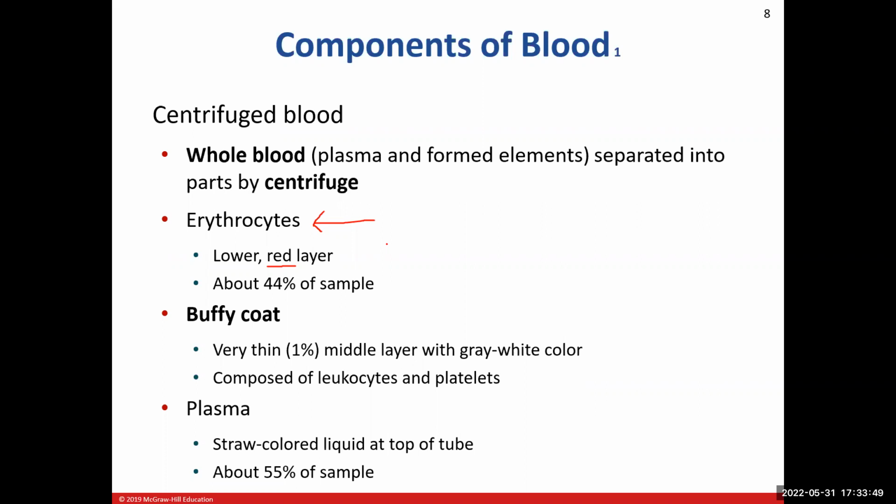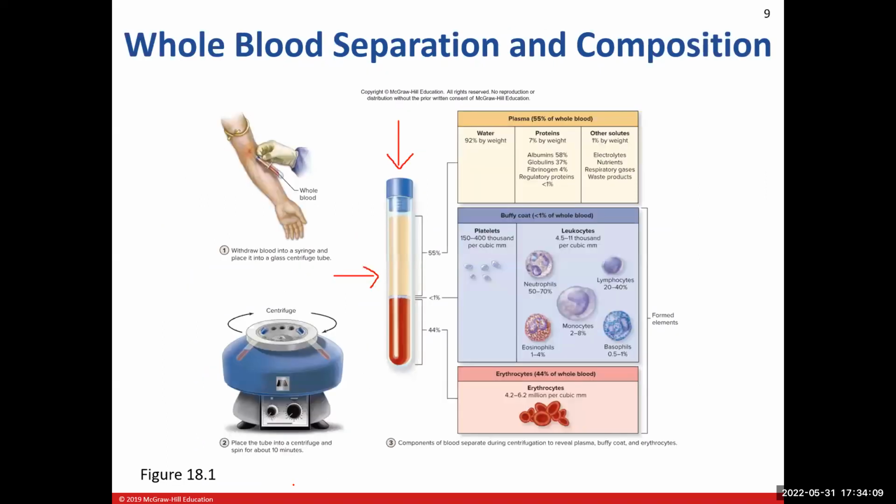And then on top, I won't call it a clear coat, right? But that reddish, what we call straw-colored liquid, that is going to be the plasma, the liquid portion of our blood. And that is just over about half, about 55%. So we're going to talk about now what is in it.